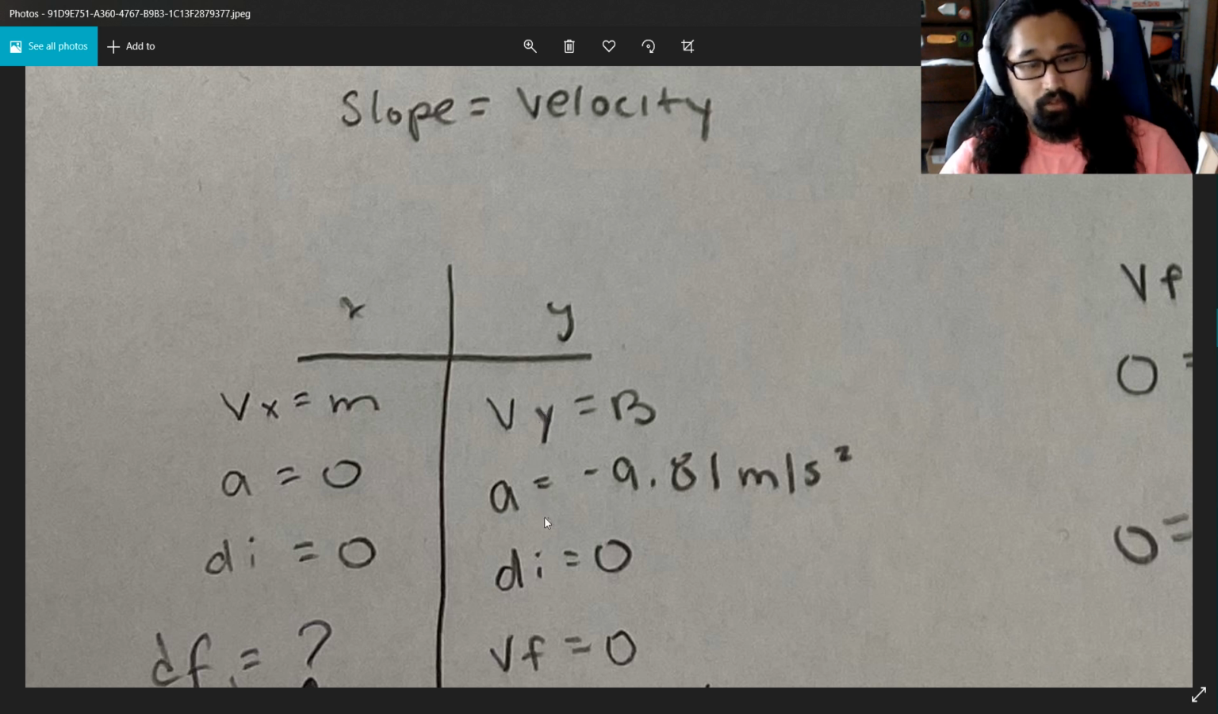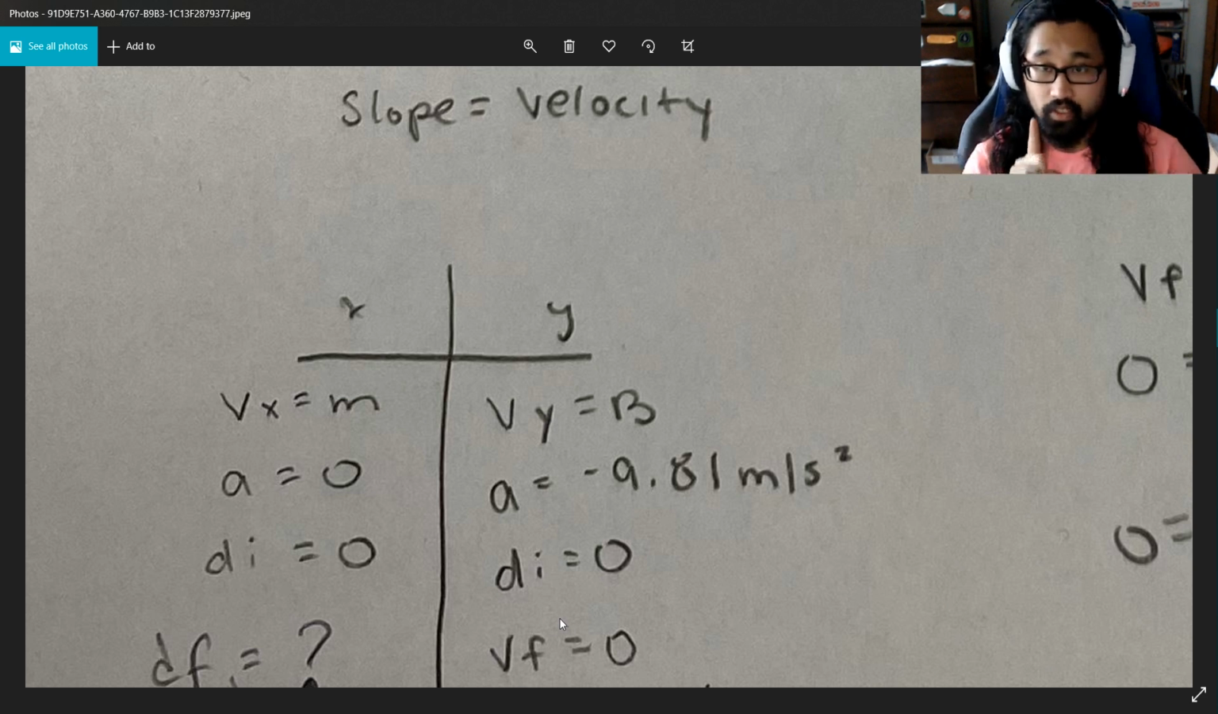But in the y direction, I know that it starts here, and I know that eventually this thing is going up, the soccer ball is going up, eventually it has to come down. In between going up and going down, it has to stop. So at the peak, it will stop. So I know the final velocity is 0.